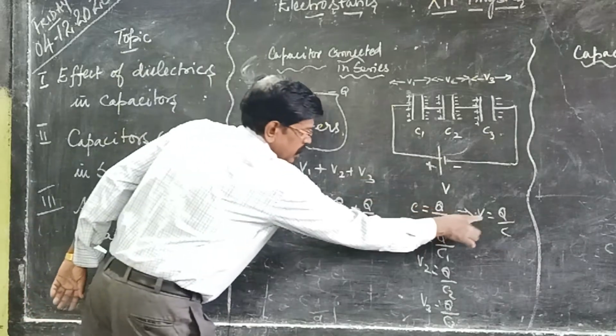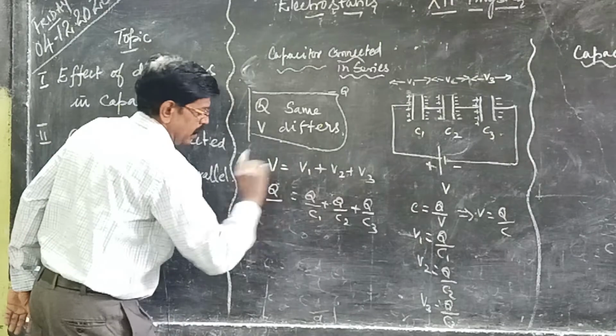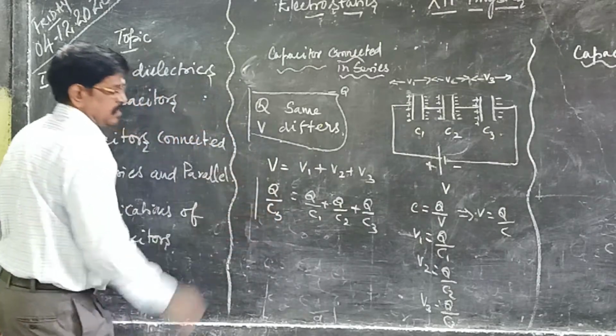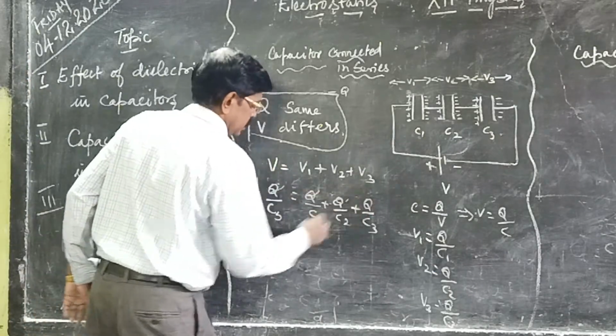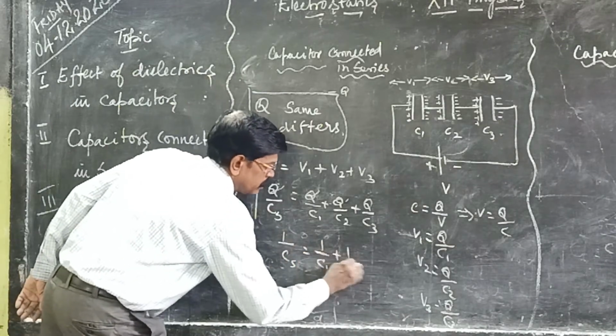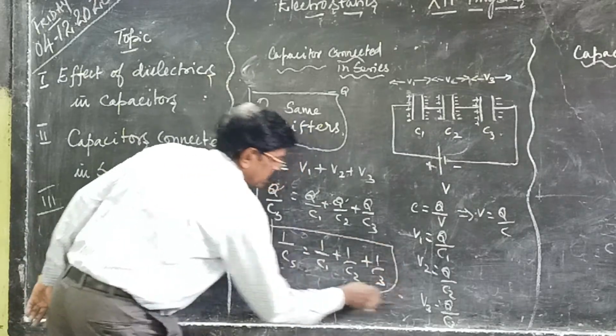So V equal to Q by C, Q by CS, you mentioned. CS, S for series connection. See, since Q is common, you can cancel out. So what is the formula? 1 by C is equal to 1 by C1 plus 1 by C2 plus 1 by C3. So this is the formula.